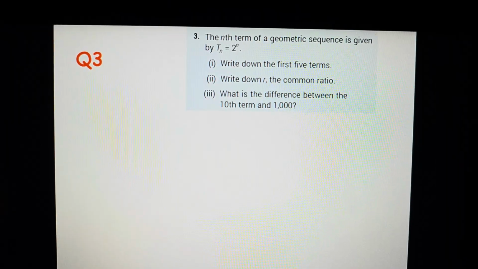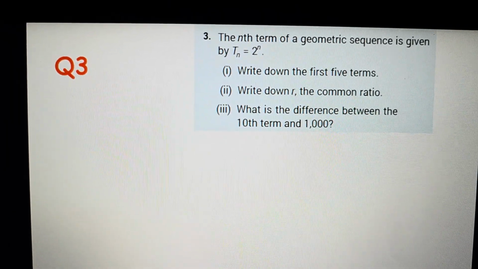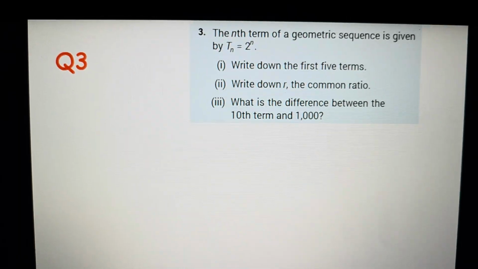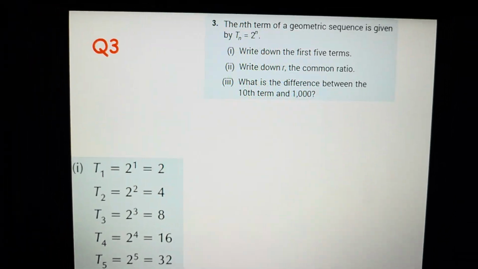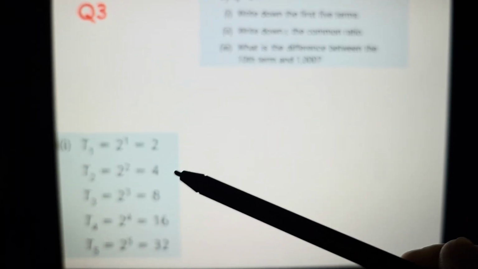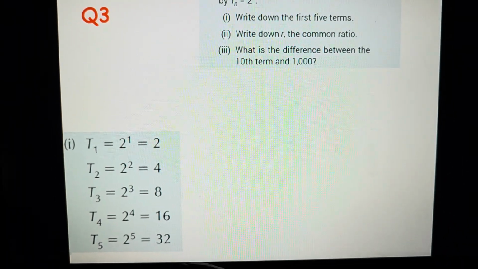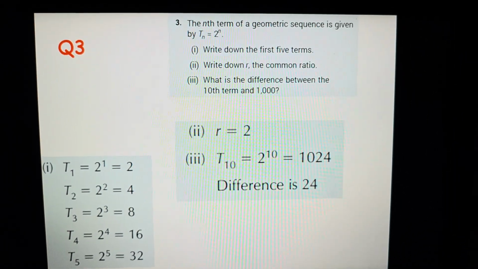Question 3. The nth term of a geometric sequence is given by the following formula, where T of n equals 2 to the power of n. Write down the first 5 terms. Okay, so term 1, 2, 3, 4, and 5. Write down the common ratio. Well, one term divided by its previous term, so 4 divided by 2 is 2. Or you could have said 32 divided by 16 is 2. So the common ratio is 2.